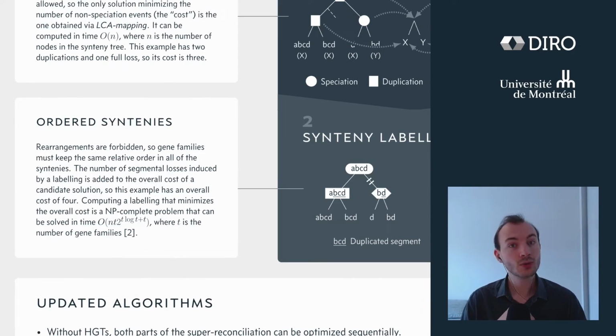In the ordered version, rearrangements are forbidden, and any two pairs of gene families must keep the same relative order throughout the evolution. Computing a labeling that minimizes the number of such losses is an NP-complete problem that can be solved in O(n · t · 2^(t log t + t)), with t the number of gene families in the syntheny. Here on this example we have two losses that are located on the edge from the root to the right child.